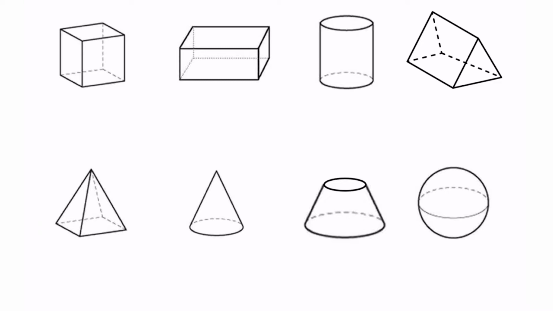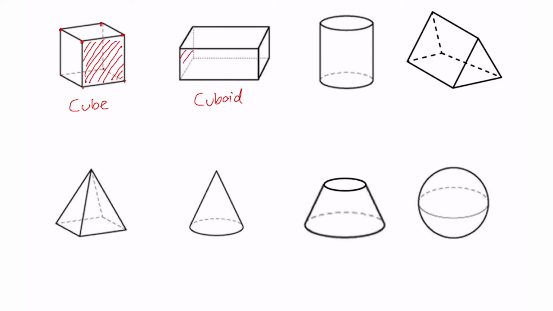In this video, we're going to take a look at how we can name all the 3D shapes that are currently listed on screen. Starting with the example in the top left-hand corner, this is a cube. A cube is made up of 6 square faces. It has 8 vertices and 12 edges.